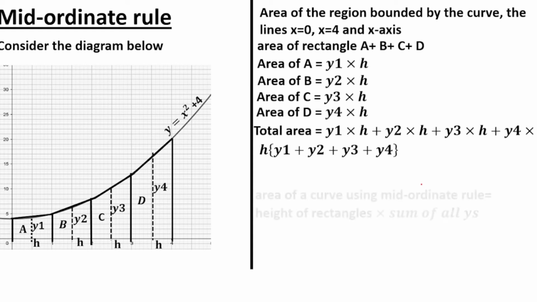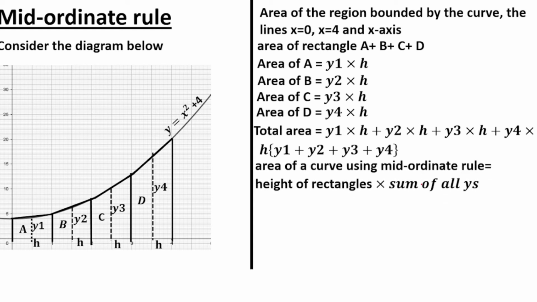What this implies is that the area under a curve using the mid-ordinate rule is always given by the height of the rectangles, that is H, which is common for all of them, times the sum of all the Y's. So the individual Y's, you add them together, even if they are 10 or more, and then you multiply by the common H. This is how we can get the area under a curve using the mid-ordinate rule.